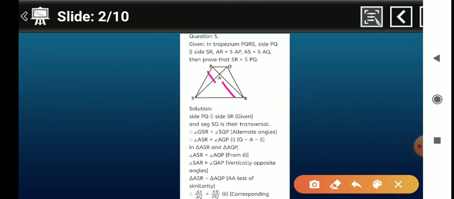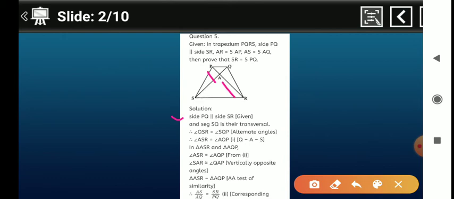Okay, so this diagram or quadrilateral is given. That quadrilateral is a trapezium. So the property of a trapezium is that one pair of opposite sides is always parallel. So PQ is parallel to SR. So see here, side PQ is parallel with side SR. It is given in the question. And segment SQ is their transversal.